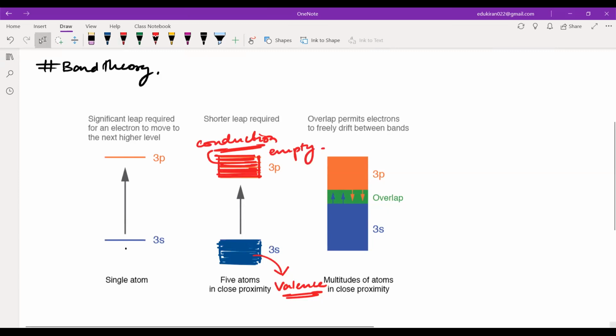Now, let us classify the solids into 3 types.